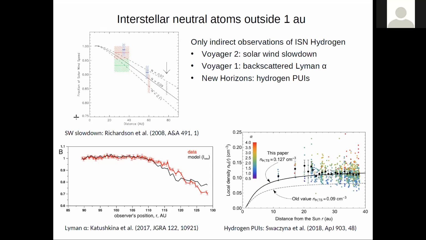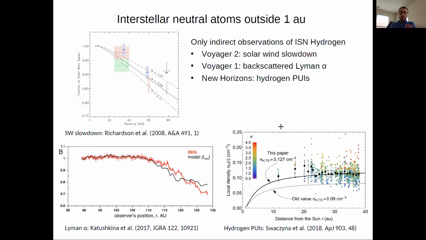There is, of course, also observation of backscattered Lyman alpha from Voyager, but what we have right now is from New Horizons observations of pickup ions. This is actually the closest that we are able to get to direct observation, because we observe the products of these neutrals.